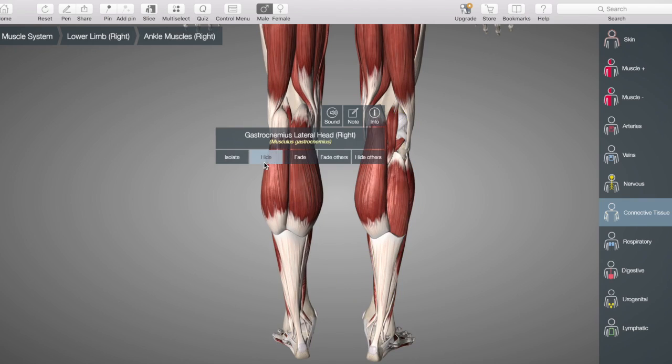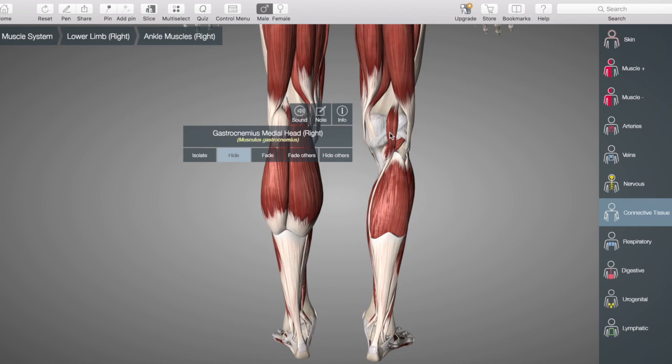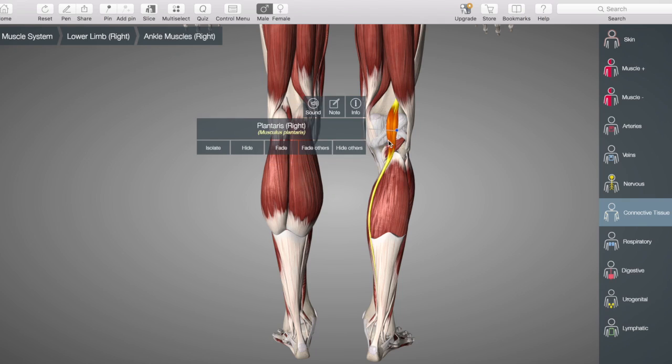Actually, let me hide this. It's a really cool muscle to see. Very small muscle with a really long tendon. So here's our plantaris. It has that little bit of a muscle belly and then a really long tendon.